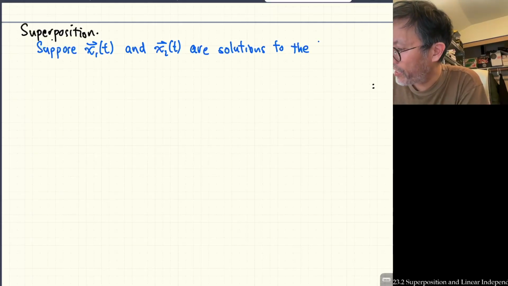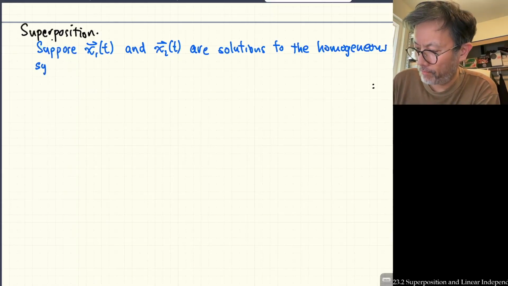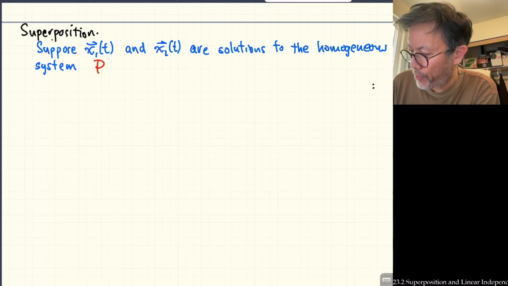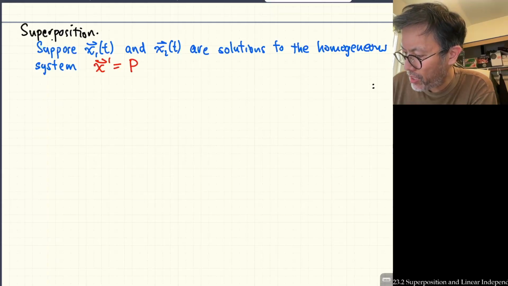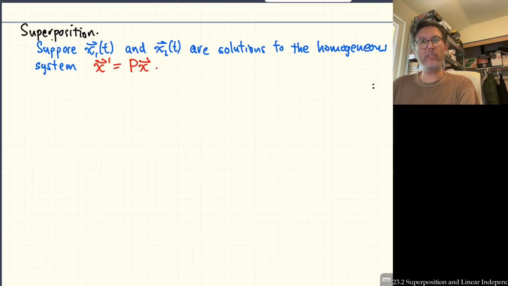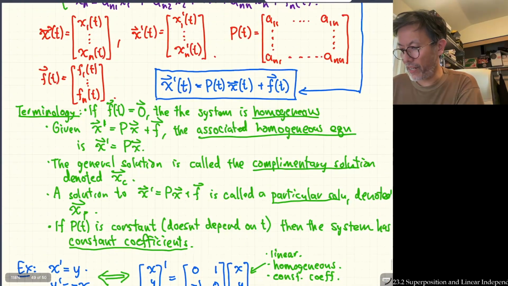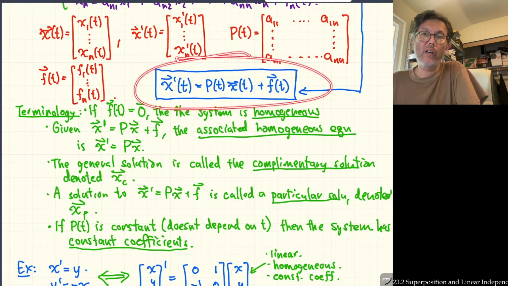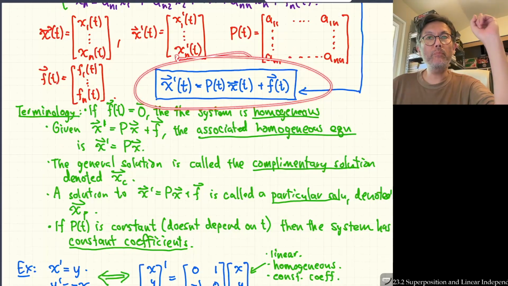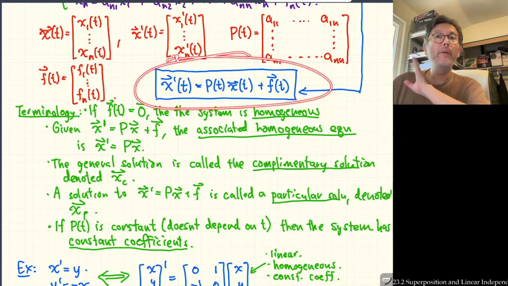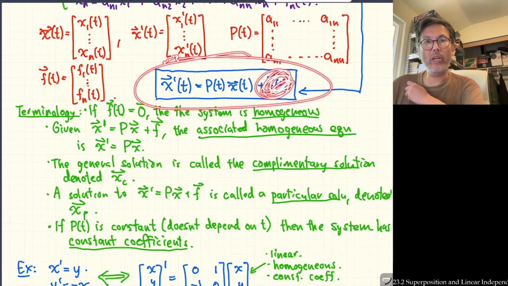to the homogeneous, it's got to be homogeneous for this discussion to work, system, which is going to be given by x prime equals p times x, where p is a matrix here, okay? I'm suppressing the t's. Now, just remember and recall from the last video, we talked about how this is what a general system looks like. It's x prime equals p times x plus f. But now that we tag the adjective homogeneous to everything, we know that this f is 0. It just goes away. Okay?